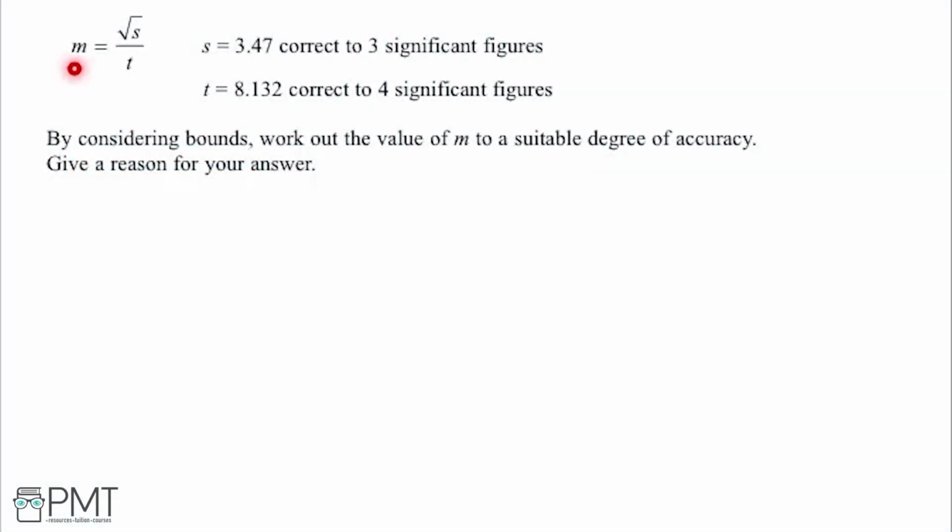So we've got this statement here. We've got that m equals the square root of s divided by t. We're told that s is 3.47, correct to 3 significant figures, and t is 8.132, correct to 4 significant figures. And by considering the bounds of these, we need to work out the value of m to a suitable degree of accuracy, giving a reason for our answer.